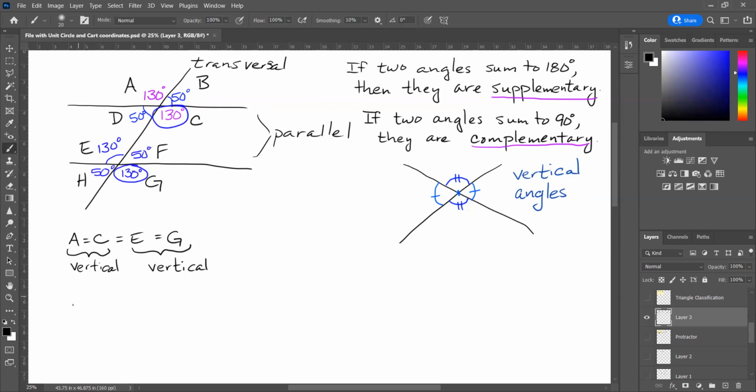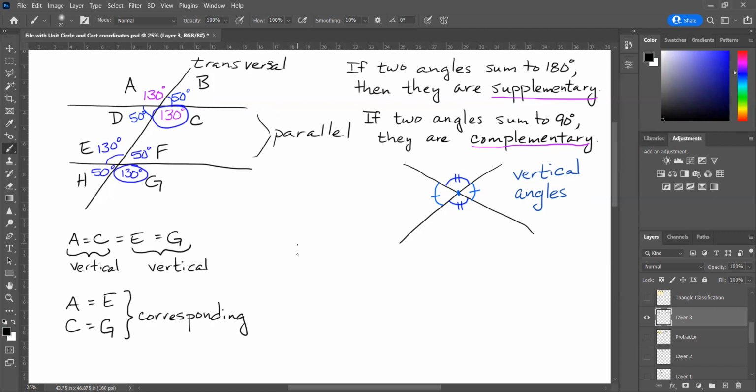Now, A equals E and C equals G, we call those corresponding angles, because when you put one intersection on top of another, these line up with each other. So those are called corresponding angles.